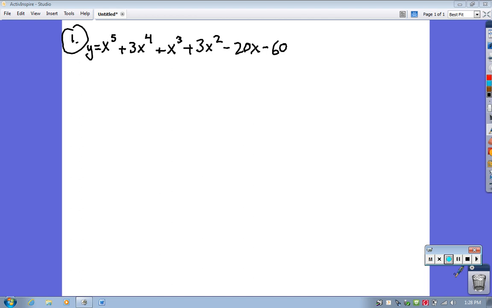This is Math 141, and this is the final practice test. And this is the first question, question number 1. And we are supposed to find all the zeros of this function.